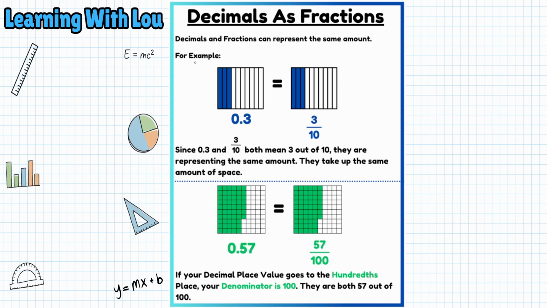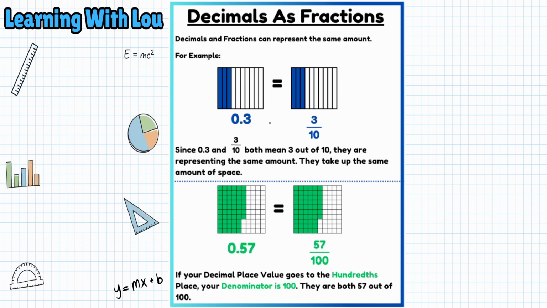Today we're going to talk about writing decimals as fractions and the other way around, fractions as decimals. Decimals and fractions can actually represent the same amount, and as you can see here we have 0.3, along with the fraction 3/10. If you look at the visuals right above them, you'll see that they both show the same thing: 10 total equal parts and 3 out of the 10 shaded in. That's because 0.3 and 3/10 are actually the same amount. They take up the same amount of space.